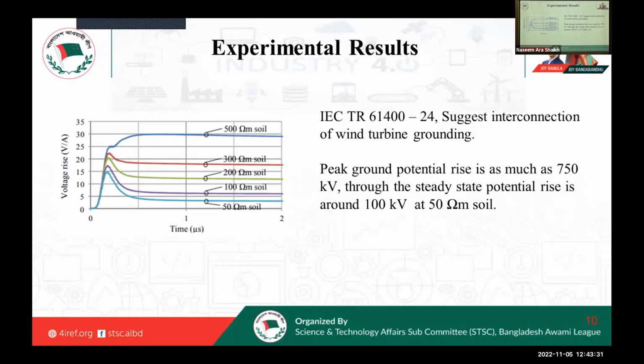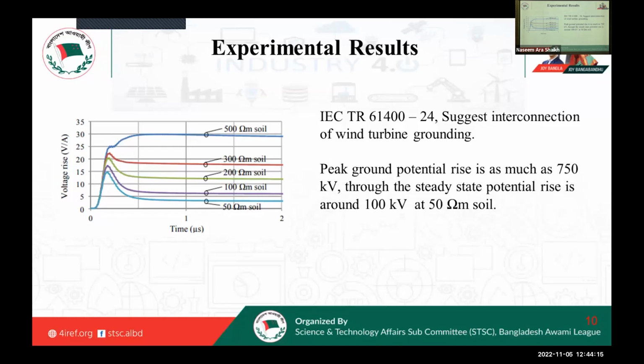But for low resistivity soil, the steady state voltage rise is very low, but initially at the front time, the overvoltage is very, very high. You can see from here, the steady state voltage rise for 50 ohm meter soil is around 3 volt per ampere. So if we consider 50 kiloampere lightning current, it will be 150 kilovolt induced in this grounding system. Whereas the transient voltage at the front time is 15 volt per ampere, that is 5 times higher than the steady state level.